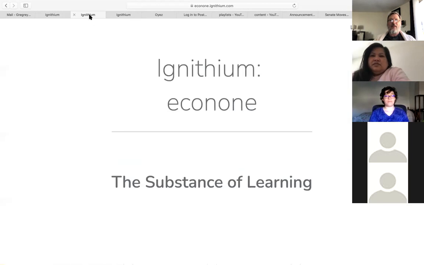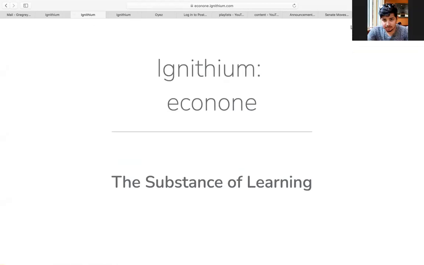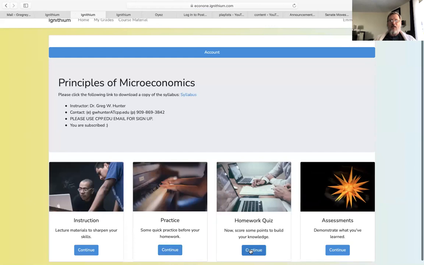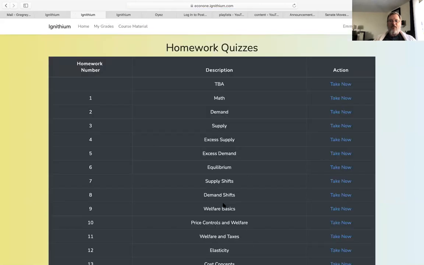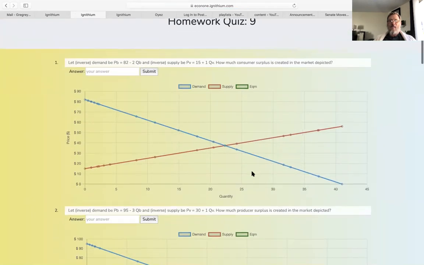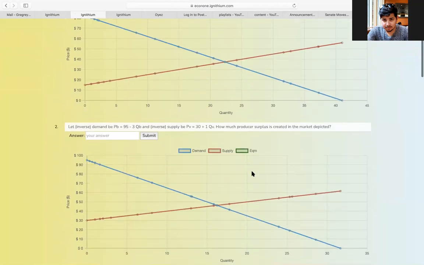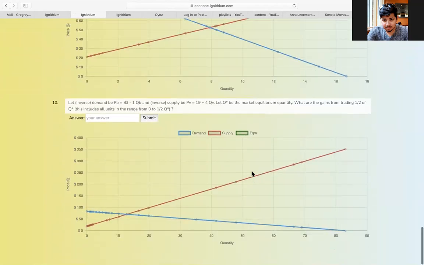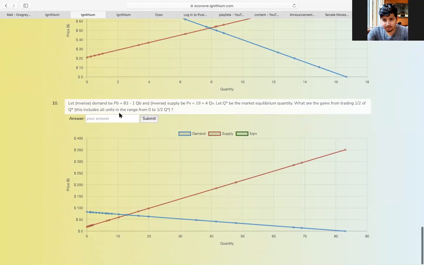We have a quick question about last week's assignment, Professor. Okay, so hold on just a second. Okay, so let's go ahead and we'll look at last week's assignment. So this was 9. Okay, which one did you have trouble with? I had trouble with a few of them, but specifically number 10. I guess I'm just not sure what exactly I'm looking for when it refers to gains.